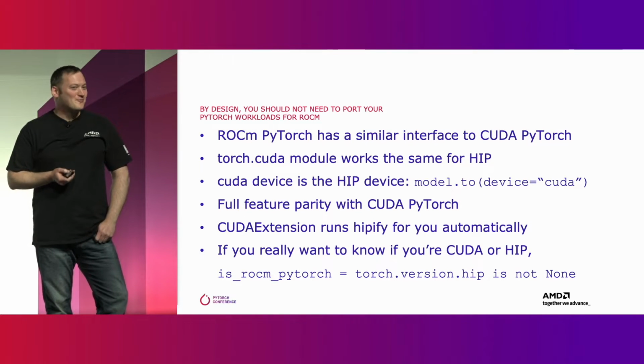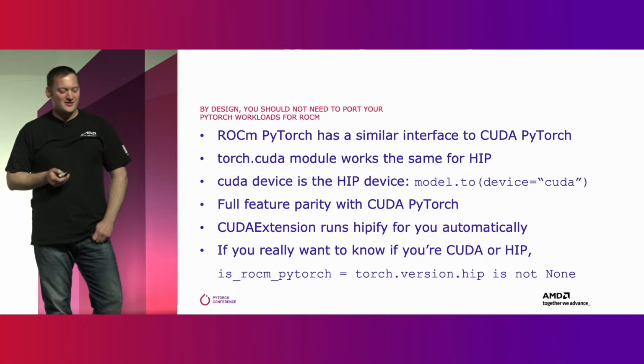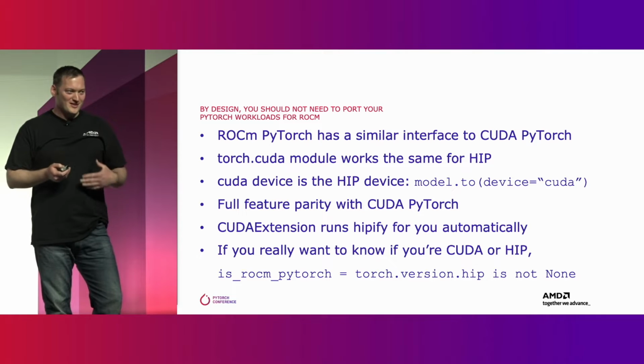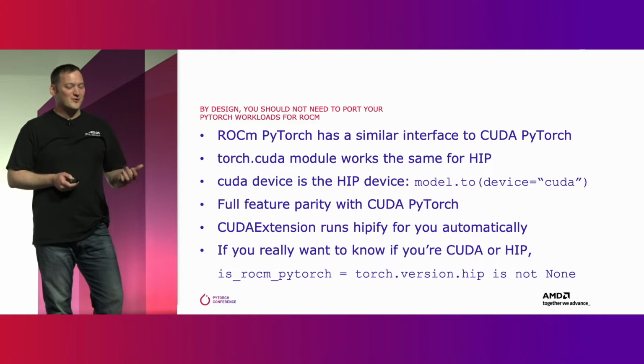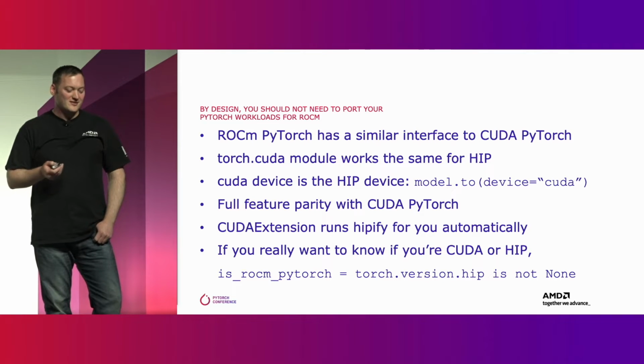We have full feature parity with CUDA PyTorch, including the caching allocator, streams, devices, convolutions, BLAS, and NCCL. Okay. All of this is regularly tested by our internal QA teams, but also, every single PyTorch commit runs against our ROCm CI. You'll find it on the HUD if you went and looked. Okay. Furthermore, CUDA extension classes like Torch Vision that use CUDA extension, they'll run Hipify for you automatically.